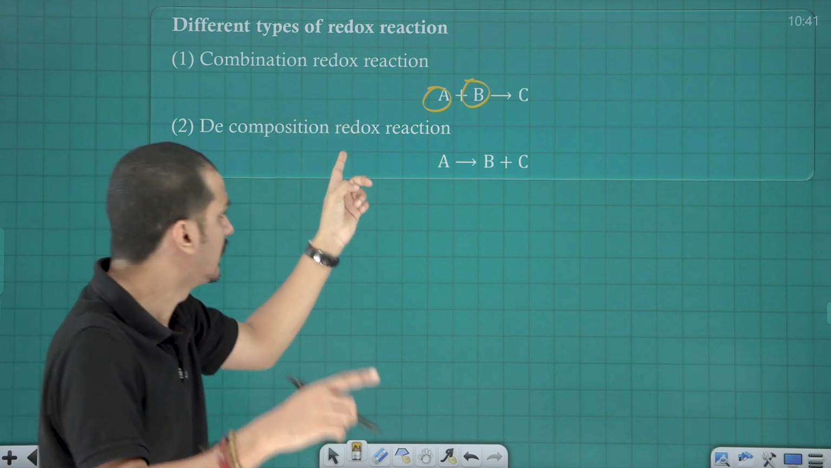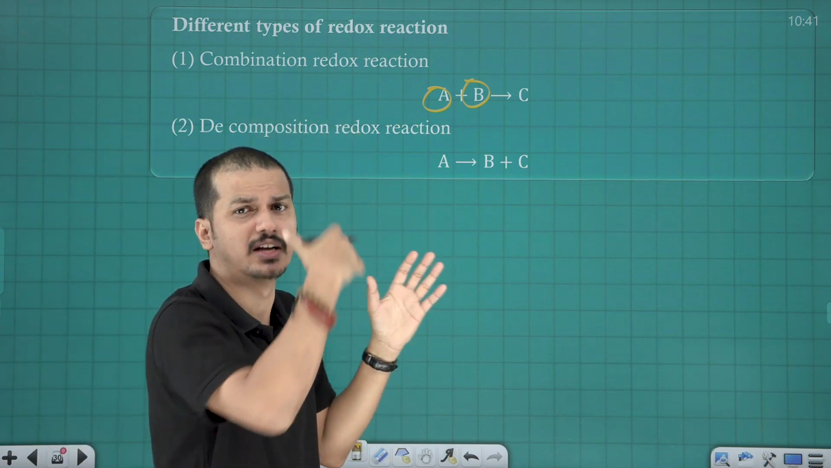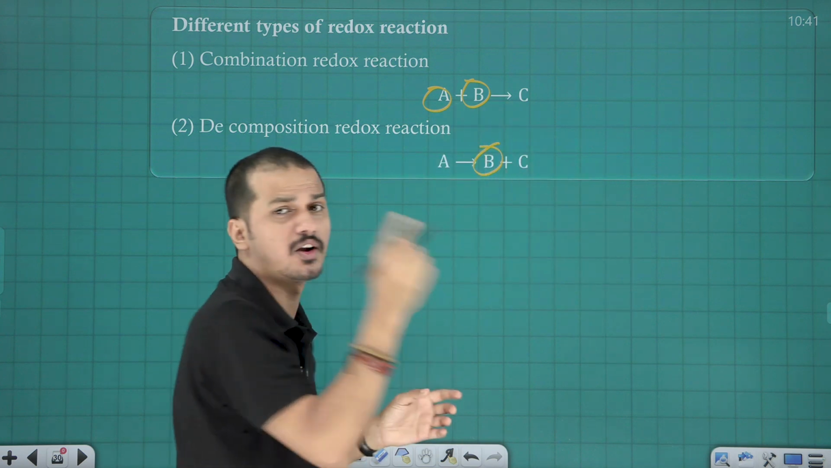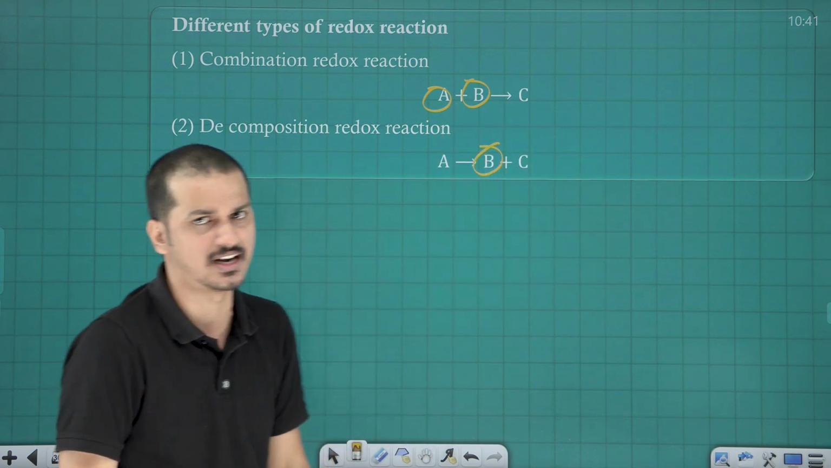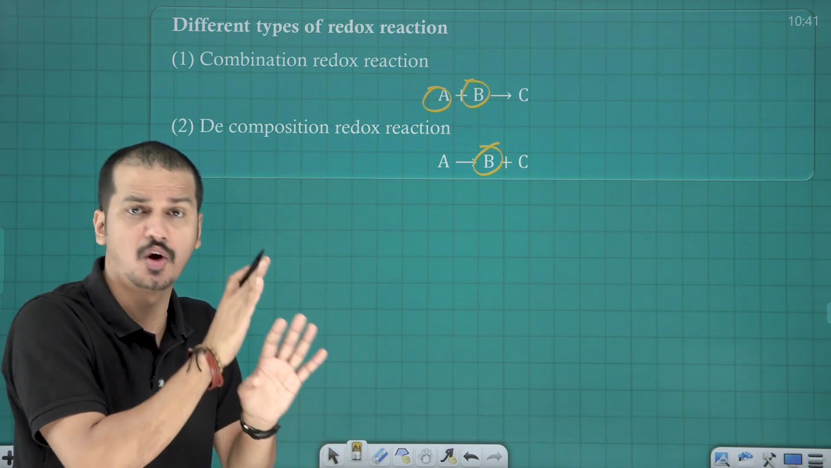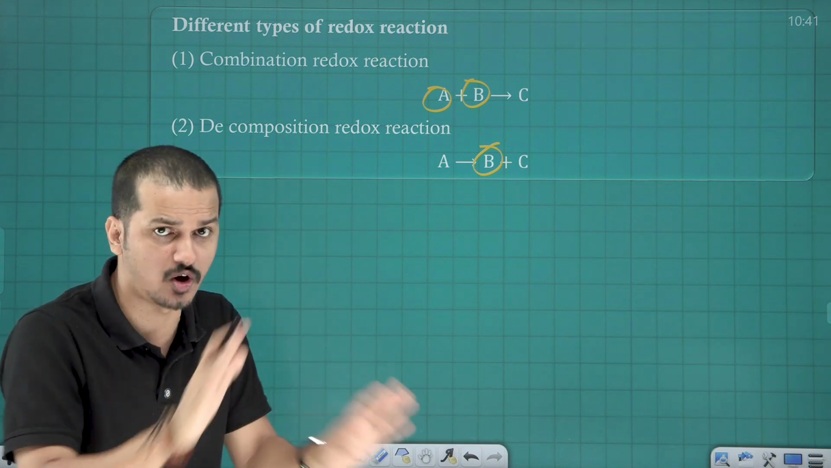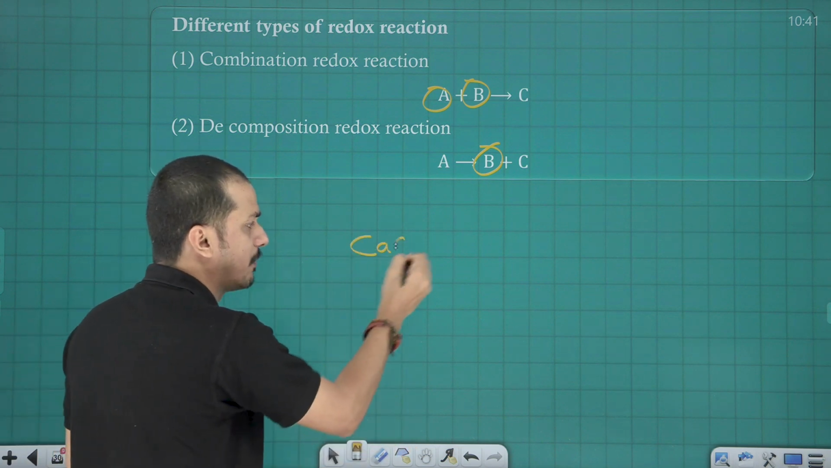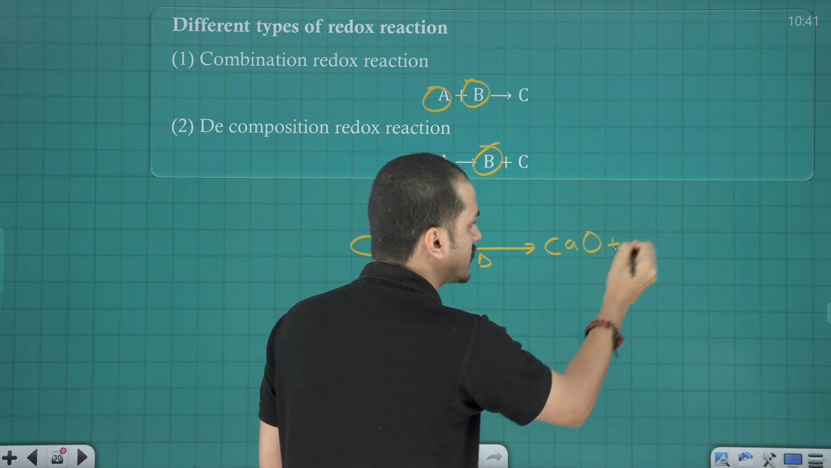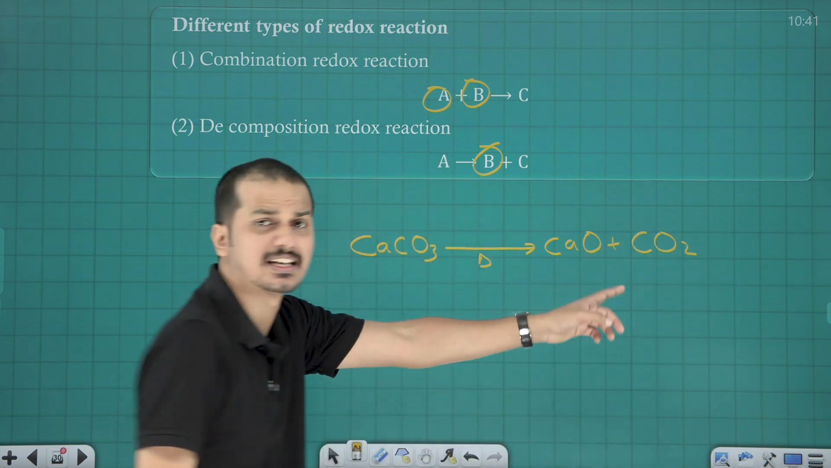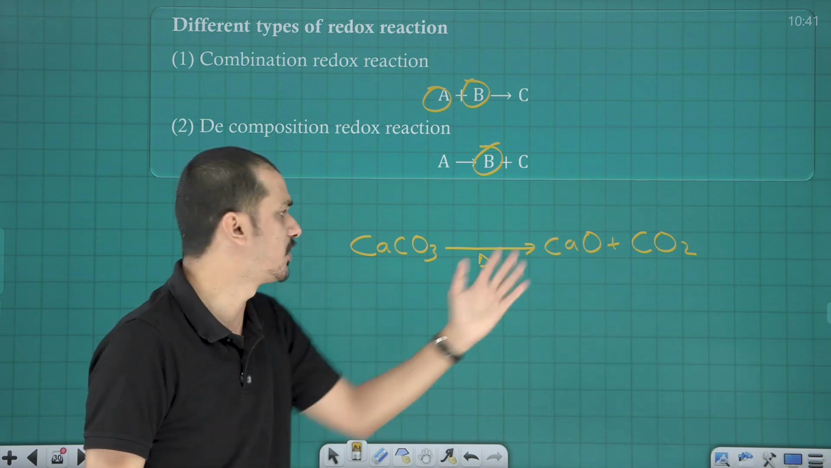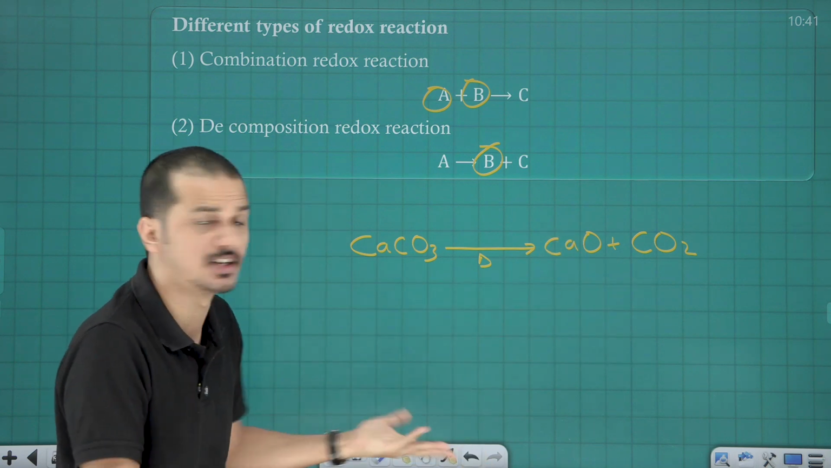Decomposition redox reaction is just the opposite of combination redox reaction. Here, one compound will decompose to give more than one substance. Out of that, one of the products should be in elemental state. That's the condition. If it is a redox reaction, all decomposition reactions are not redox reactions. For example, calcium carbonate, once we are heating, it will give calcium oxide plus carbon dioxide. It is a decomposition reaction, but it is not a decomposition redox reaction because there is no change in oxidation number.